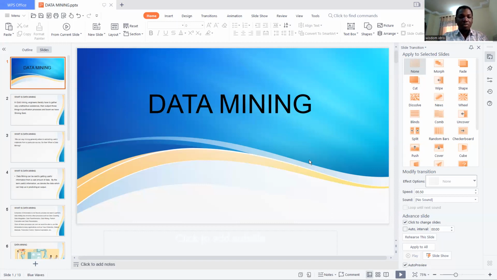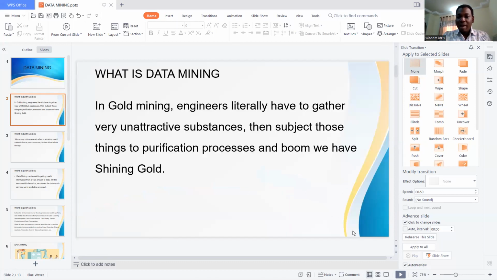So today we'll be talking about data mining, a very important subject in data science and machine learning. Before we go into that, let's talk about what mining is in general. Generally, when we talk about mining, we're talking about extraction of precious stones or precious materials like gold. In gold mines, you extract those materials in the midst of other sources.